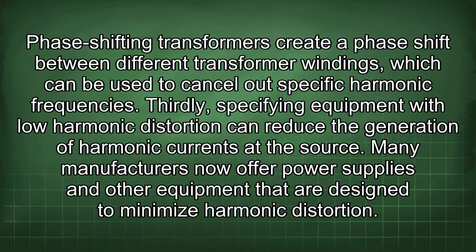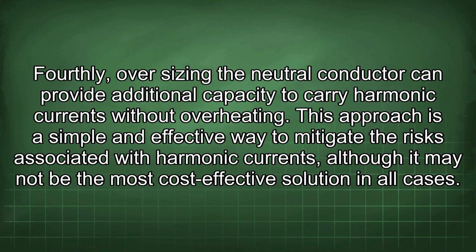Thirdly, specifying equipment with low harmonic distortion can reduce the generation of harmonic currents at the source. Many manufacturers now offer power supplies and other equipment that are designed to minimize harmonic distortion. Fourthly, oversizing the neutral conductor can provide additional capacity to carry harmonic currents without overheating. This approach is a simple and effective way to mitigate the risks associated with harmonic currents, although it may not be the most cost-effective solution in all cases.